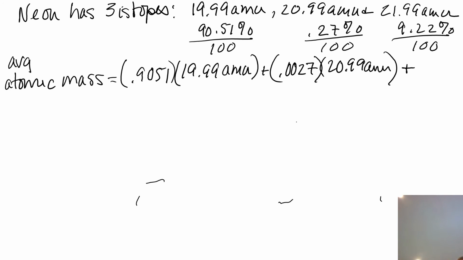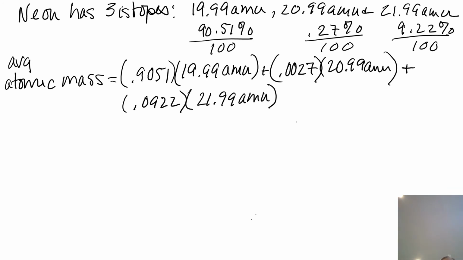And I'm writing too big, so I have to put this one down here. And then we have 0.0922 times 21.99 AMUs. Units. Remember, numbers mean nothing in chemistry unless they have units associated with them.